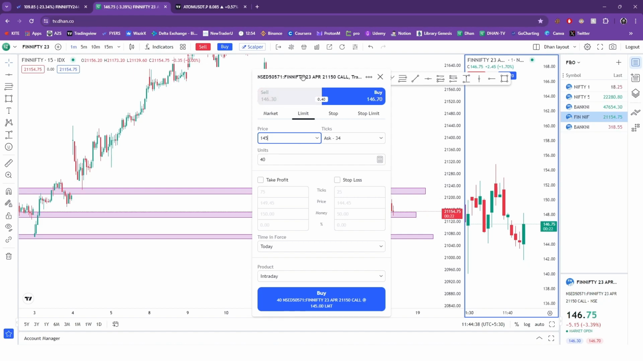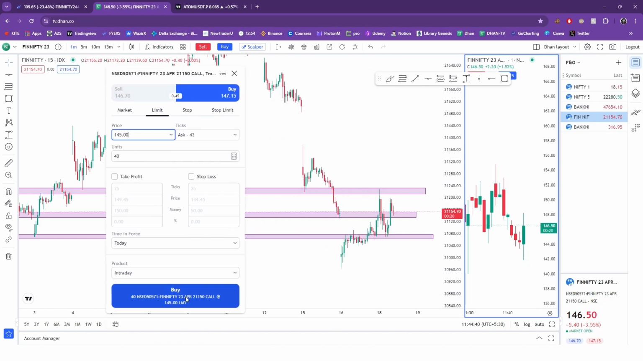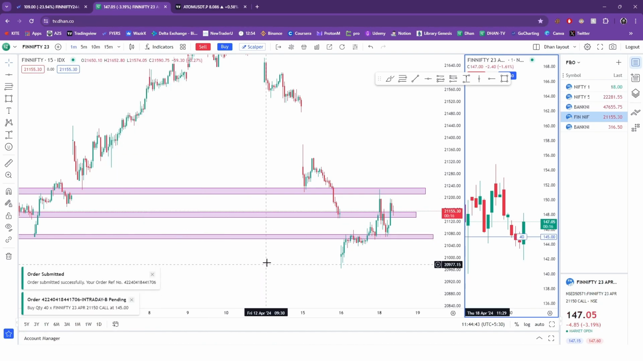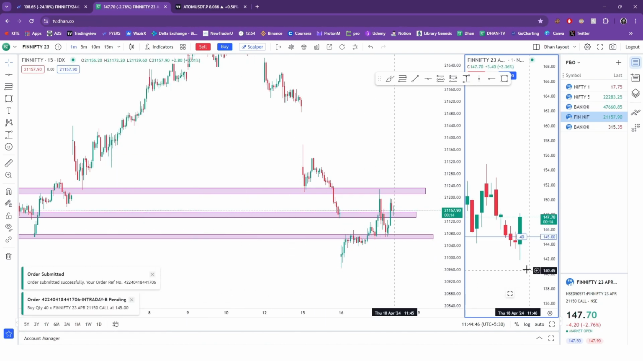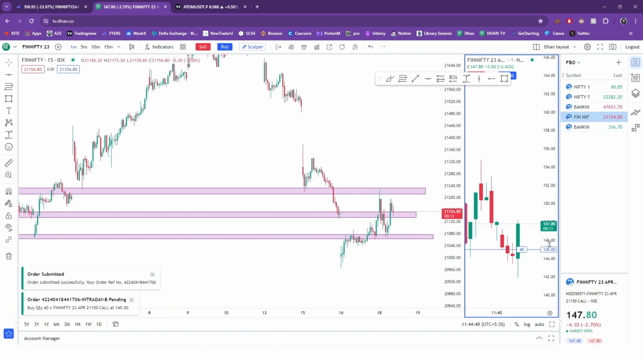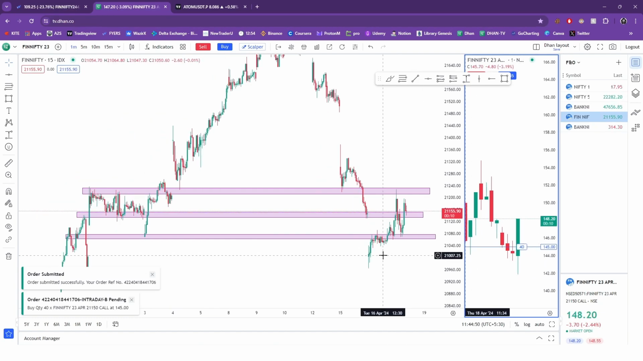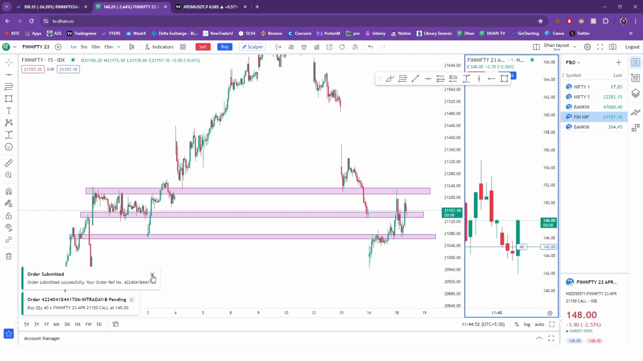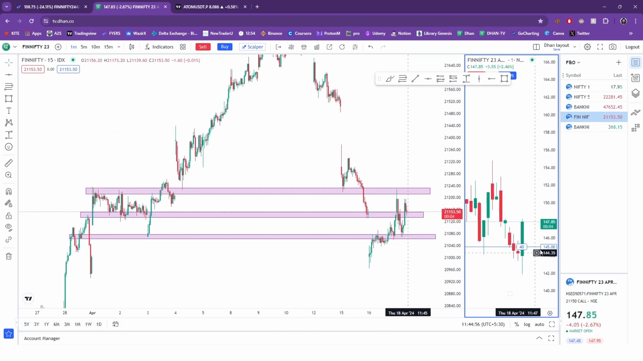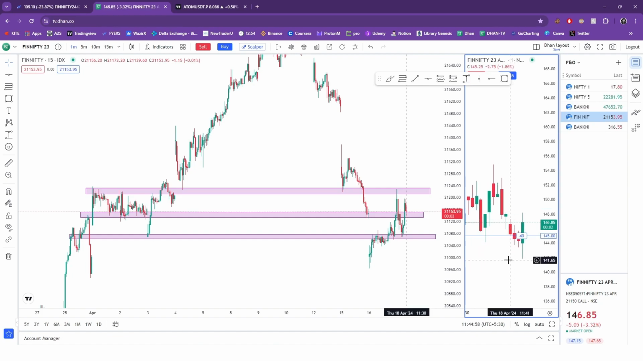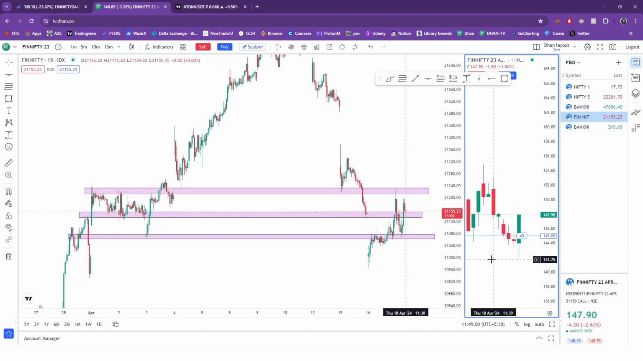I'm planning for 145. Only some 20 seconds remain for the candle closure, so I place my trade. If it is filled, then it's fine. Let's see. As you can see, a very strong candle was forming and it touched 148. So I'm not sure it might come down to 145.